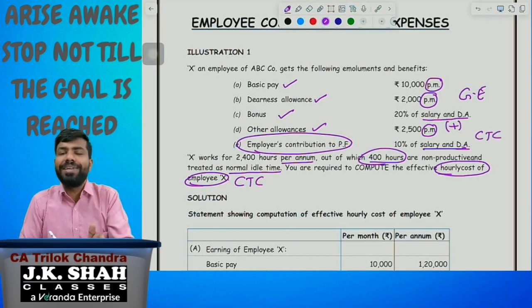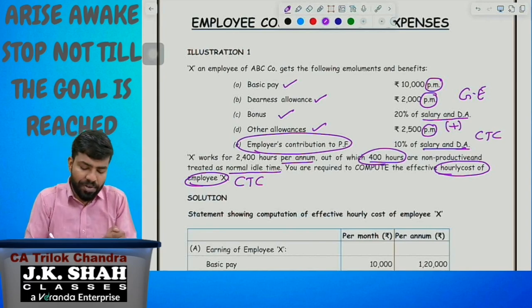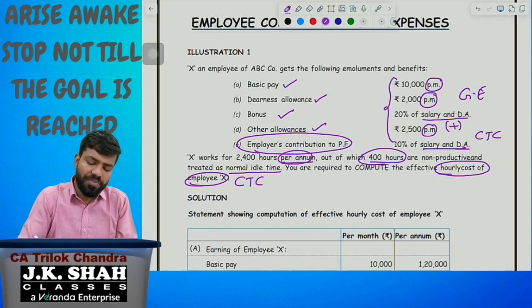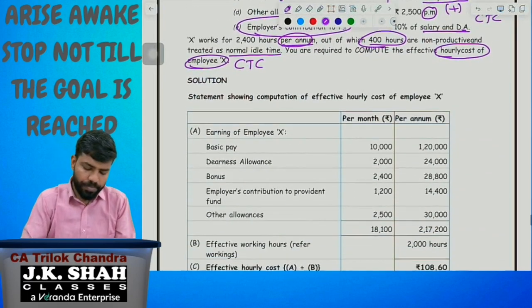Now, one more point is, here they have given hours, 2,400 hours. Is that per annum or per month? That is per annum. They have given it per annum. So convert all this information to per annum. Are you understanding? All of you? Okay, now see here.